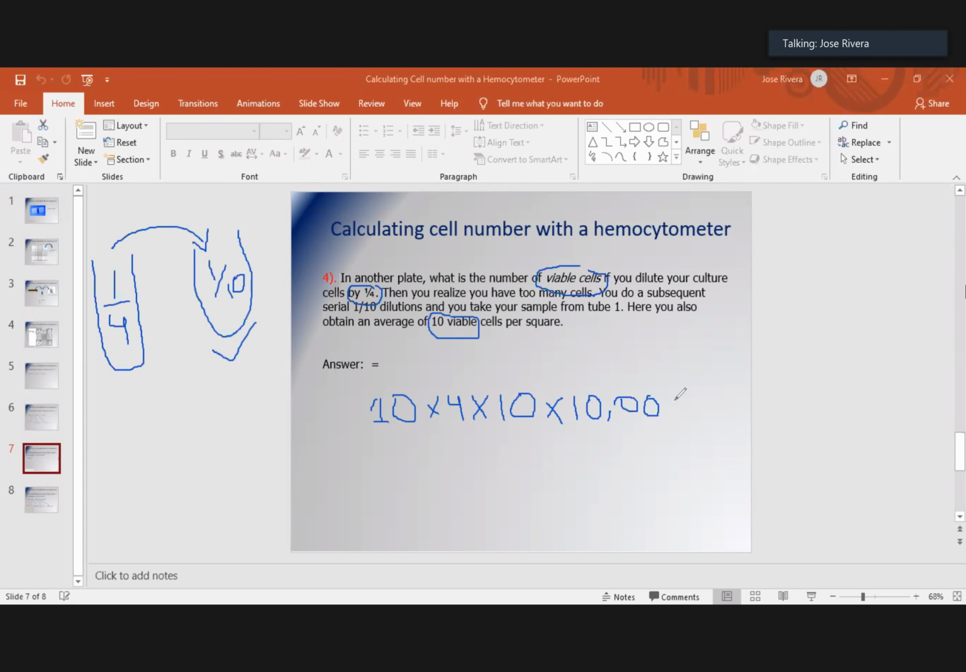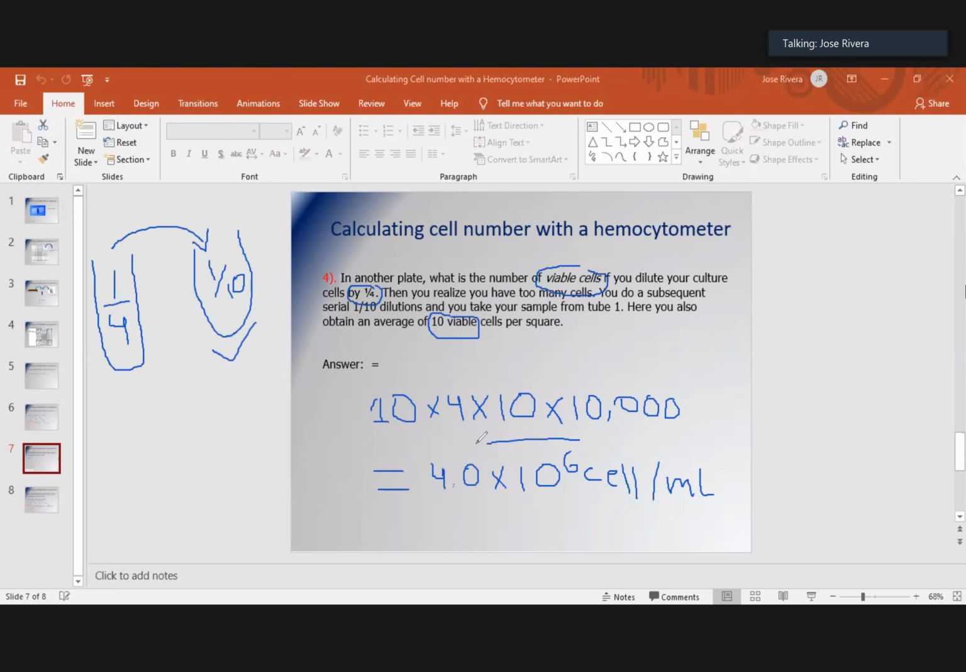Sometimes I forget my zeros. I mean, 1, 2, 3, 10,000. So the answer here is going to be 4.0 times 10 to the... let me see how many zeros I have. 1, 2, 3, 4, 5, 6. Is it 4 times 10 to the 6? Yes. So that will be the answer here, in cells per ml.